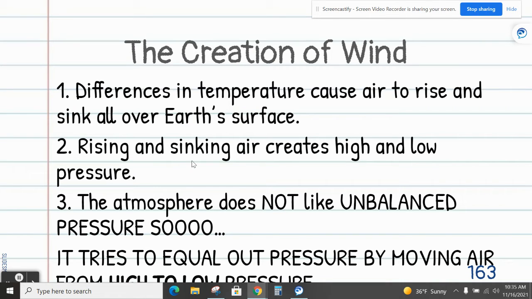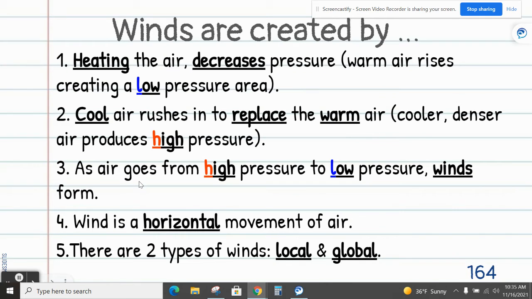Differences in temperature cause air to rise and sink all over the earth. This causes high and low pressure. The atmosphere, as nature, doesn't like things that are unbalanced, so it tries to equal things out, where air always moves from high pressure to low pressure, thereby creating wind. Heating the air, again, decreases pressure. Cool air rushes in to replace that warm air. As the air goes from high to low pressure, that's where winds form.